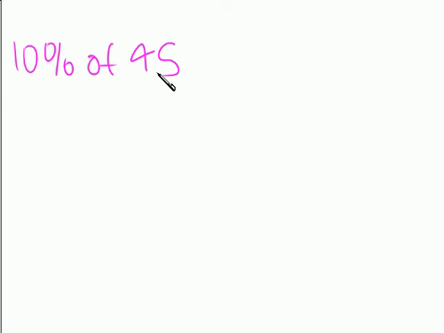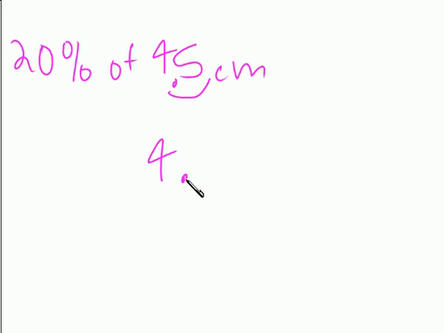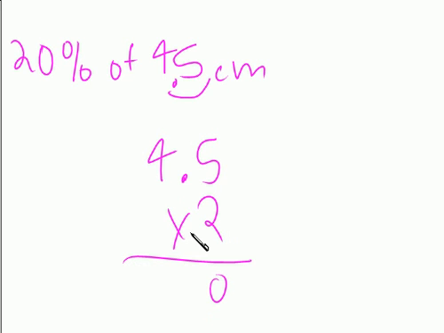Okay, so 10% of 45, like I told you, is you move the decimal over here. So 10% of 45 is 4.5. That's the answer already. Now we're going to do 20% of 45 centimeters. And so if we know that 10% is 4.5, we're going to multiply 4.5 times 2. 9.0. So that was also easy.